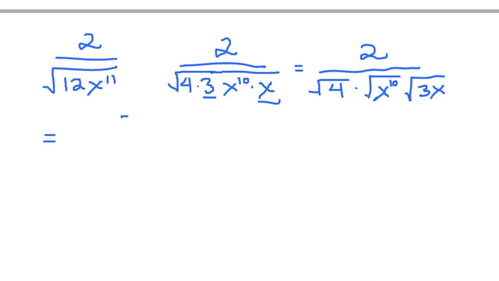Alright, so now we've got 2 over. So the square root of 4 is 2. The square root of x to the 10th is going to be x to the 5th. So if you've watched some previous problems that I've done, you know why, right? Because this is x to the 10th raised to the half, and a half times 10 is 5. And then of course we got the square root of 3x. But we're not done. We've got to rationalize the denominator.